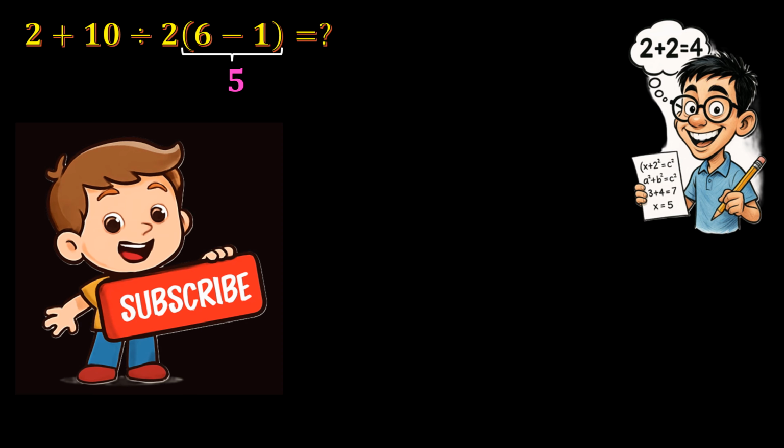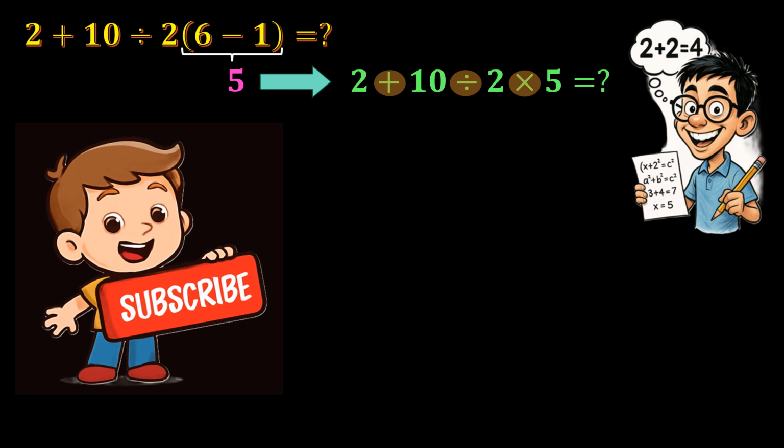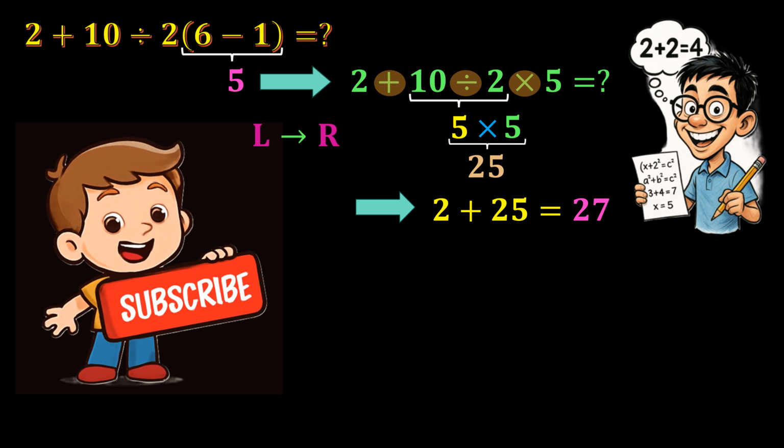According to the PEMDAS rule, we first solve the expression inside the parentheses. 6 minus 1 equals 5, and the expression becomes 2 plus 10 divided by 2 times 5. Since we have addition, division, and multiplication, multiplication and division have priority, and we solve them from left to right. 10 divided by 2 equals 5, and 5 times 5 equals 25. Therefore, 2 plus 25 equals 27.